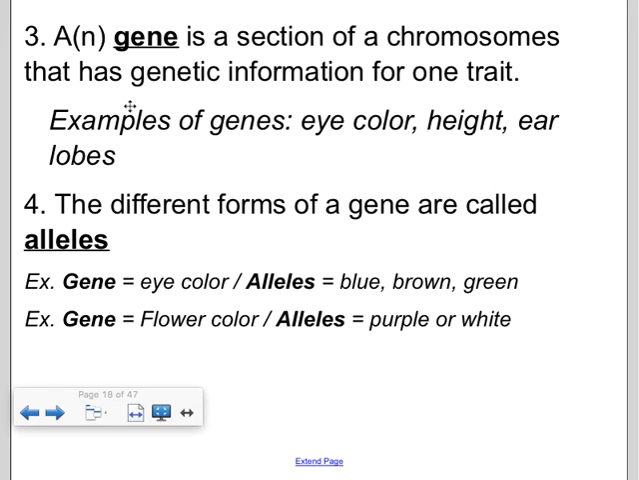Okay, anyways, the different forms of a gene are called alleles. That's how you say that word. Alleles, not allergies. I thought it was allergies at first. So different forms of a gene are called alleles. So the gene is eye color, but the different forms of that gene would be like blue, brown, green. The gene is flower color, but the alleles would be purple or white. So they're different forms. If I was looking at hairline, that would be the gene. The alleles would be widow's peak, no widow's peak. Following? Okay. All right.